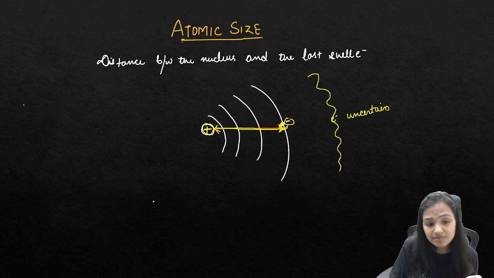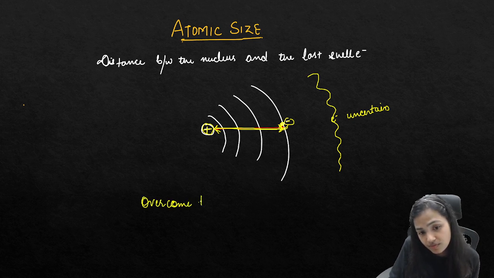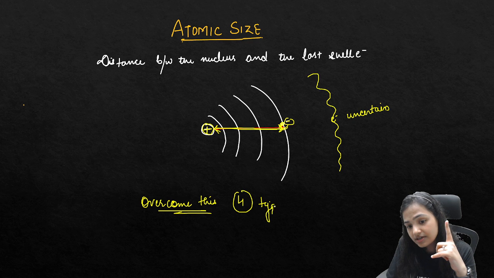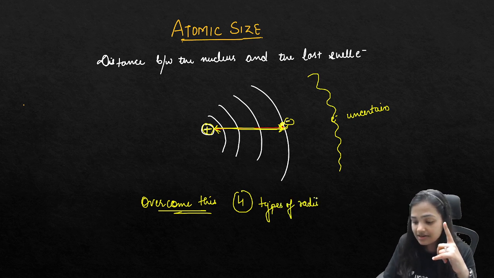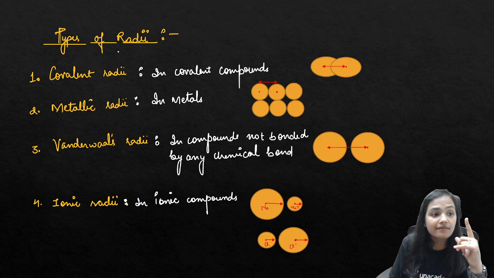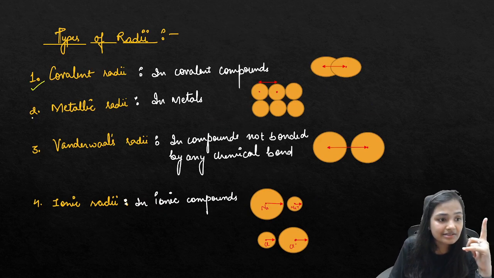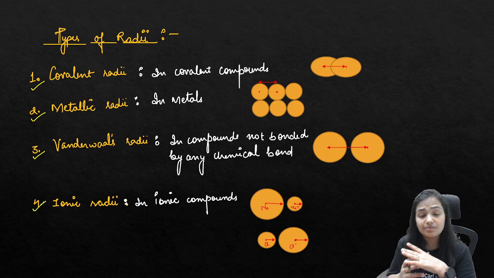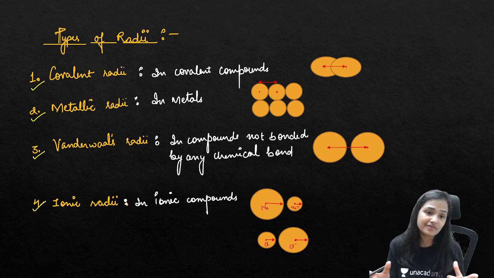So to overcome this situation, we do have four types of radii. So what are these radii? Let's have a look, guys. We have the covalent radii, the metallic radii, the van der Waals radii, and the ionic radii. So how will these radii help us in determining the size of an atom?